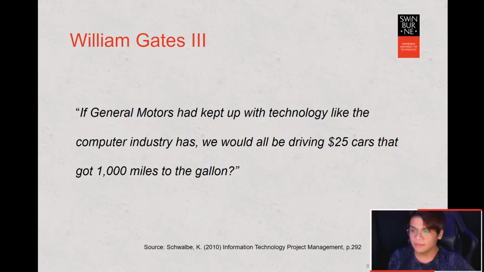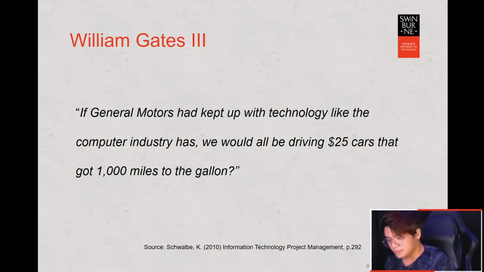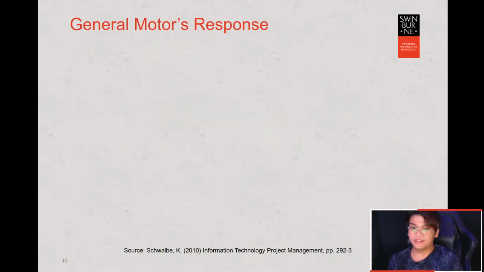As William Gates III said, if General Motors had kept up with technology like the computer industry has, we would be driving $25 cars that got 1,000 miles to the gallon of gas or something. Basically, it says the car price would reduce because technology always gets more and more advanced, so it gets cheaper. Okay, so the General Motors response to the statement of William Gates III, aka Bill Gates. That's Bill Gates actually, right?